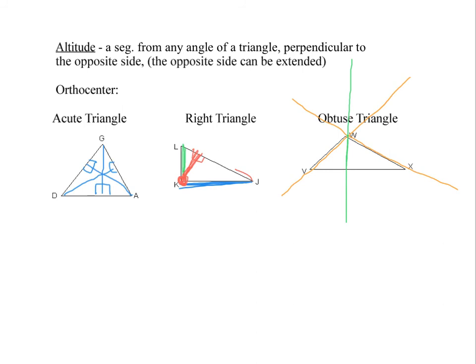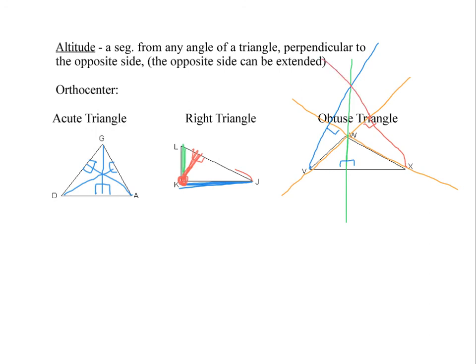My second altitude is drawn from V. I'll do that in blue. So I need to draw this from V perpendicular to the opposite side. So you have to do it to the extension. So it's perpendicular, and then I'm just going to extend that through so it looks like that. There's my right angle. Here's my right angle down here. And the third altitude is drawn from X, let's do that in red. So I start at X, and I go down. There's my right angle right there, and I'm going to extend that altitude.